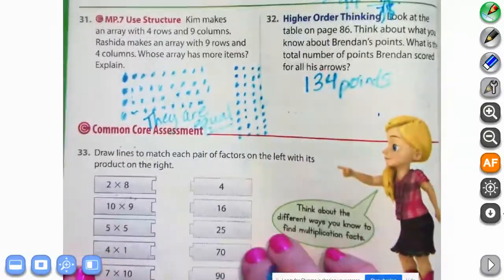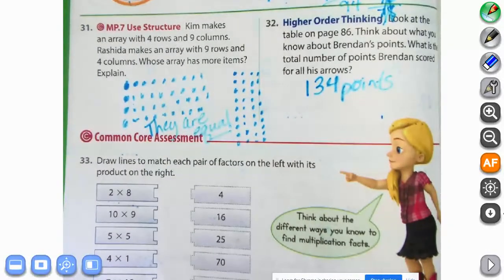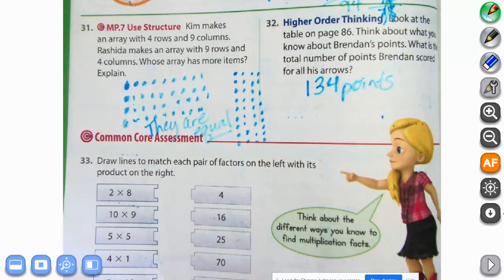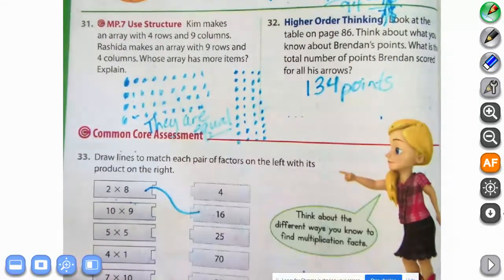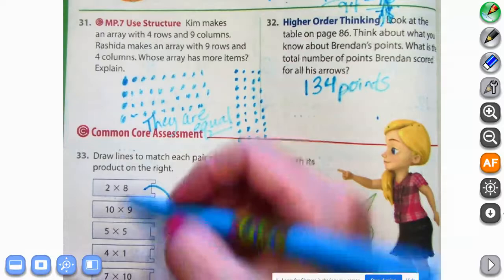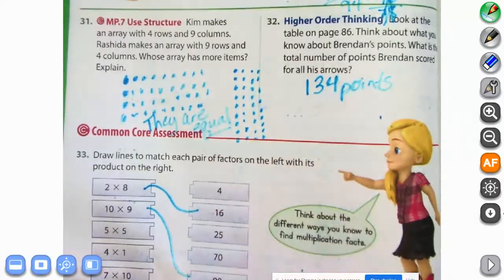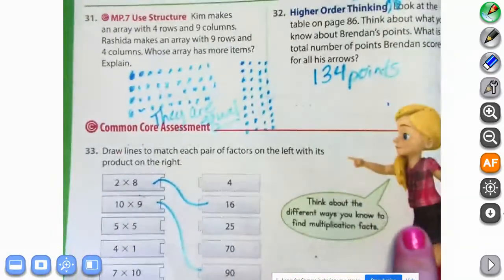All right, and the bottom. Draw lines to match each pair of factors on the left with its product on the right. So 2 groups of 8, 16. 10 groups of 9, 90. What are the others?